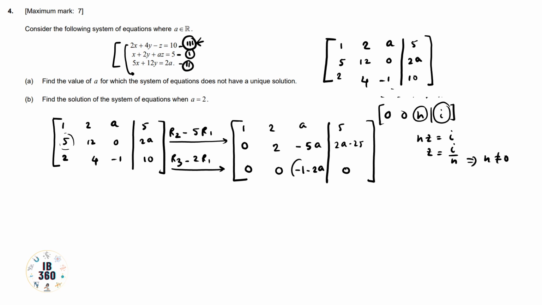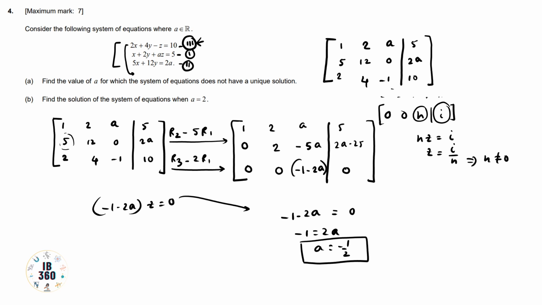So from here I can write that minus 1 minus 2A is equal to 0, because this particular coefficient will be 0. So ultimately minus 1 minus 2A into Z equals 0. So ultimately the value of Z is 0. That's why this is happening. So minus 1 minus 2A equals 0. So in this way we can take minus 1 equals 2A. So A equals minus half. So for this particular value, the complete set of equations will not have any unique solution. The system of equations will not have any unique solution if the value of A is minus half.